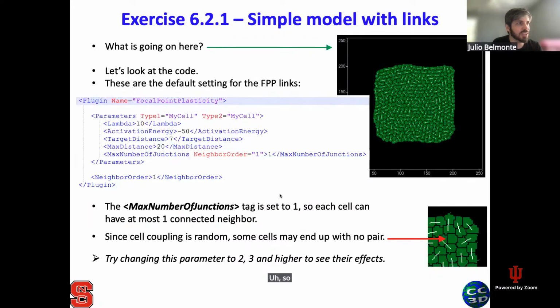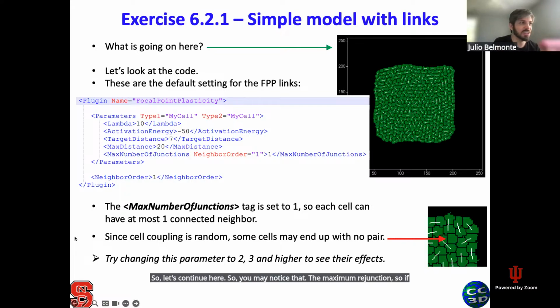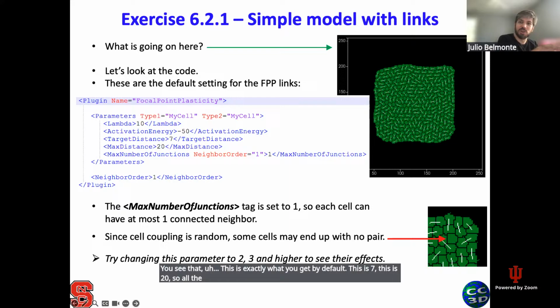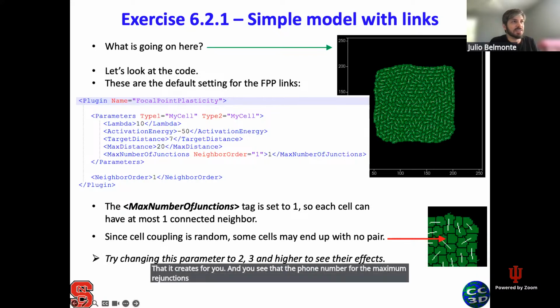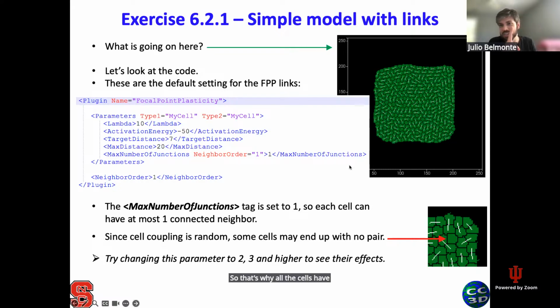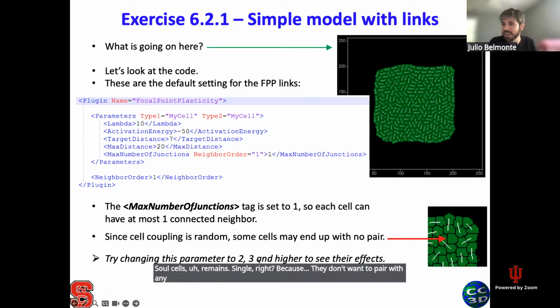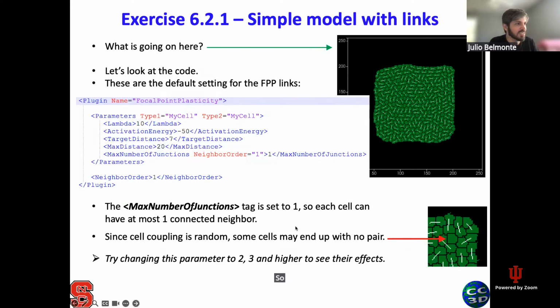So let's continue here. So you may notice the maximum number of junctions. If you go to the XML code, you see that this is exactly what you get by default. This is 7, this is 20. All the numbers that I showed before are actually the default numbers that it creates for you. And you see that the default number for the maximum number of junctions is 1. So that's why all the cells have up to one junction. And as we noticed, some cells remain single, right? Because they don't want to pair with any other cell, or they didn't have the chance to pair. So it's more like this case, okay?